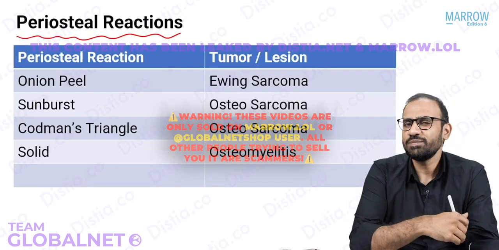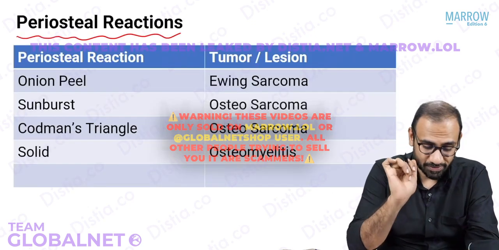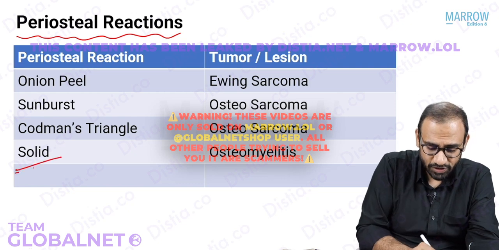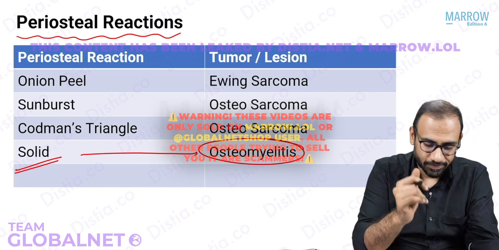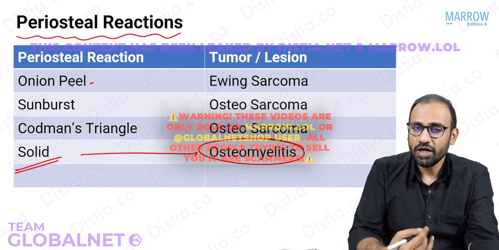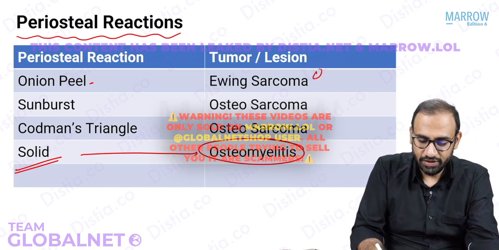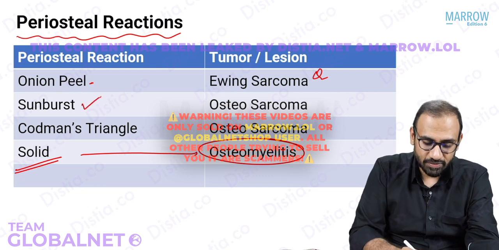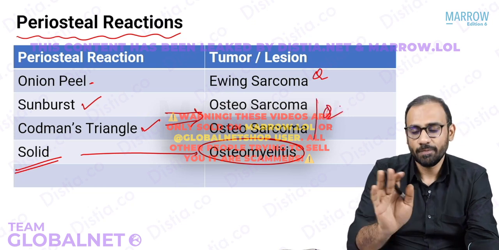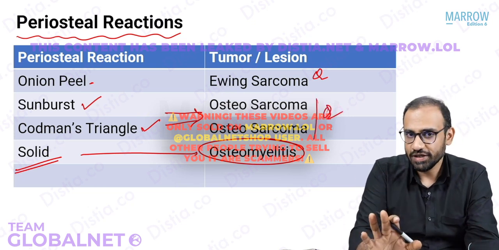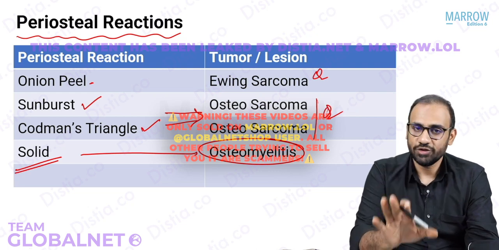A few classical periosteal reactions that you need to remember for your exam is this. A solid periosteal reaction will be seen in osteomyelitis, that is the infection of the bone. Onion peel or lamellated periosteal reaction you will see in Ewing sarcoma. Sunburst appearance and Codman's triangle, these are the two classical periosteal reactions described for osteosarcoma. These are the periosteal reactions and the tumors associated with them that you should know for your exam.